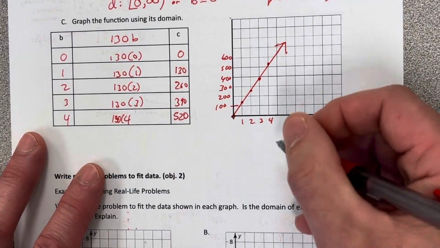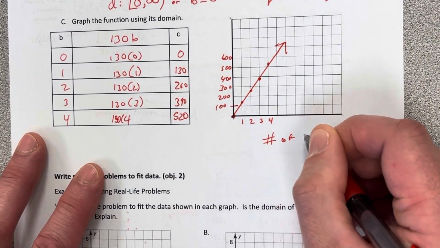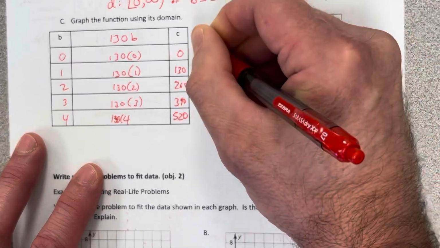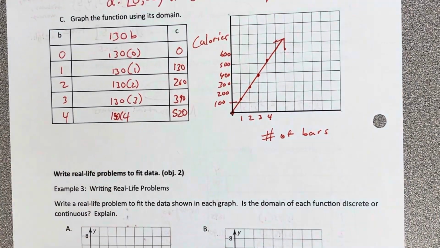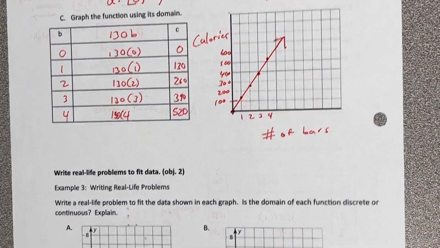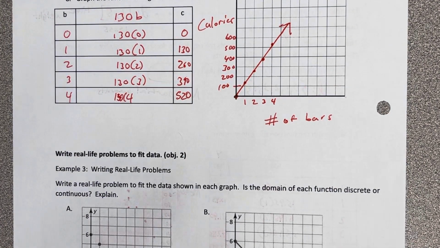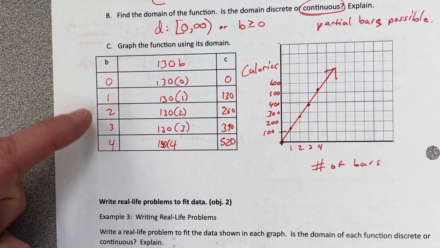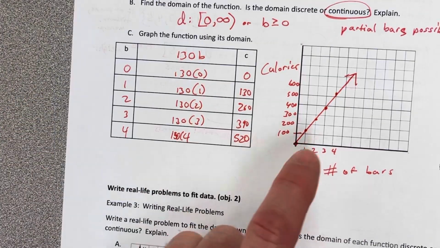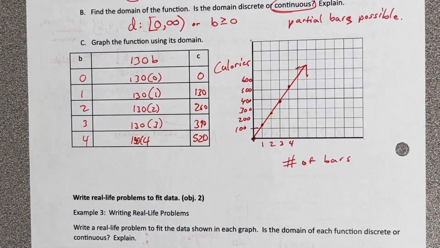Oh, I forgot to label number of bars, calories. It's important to label those on word problems. All right. So yeah, partial bars are possible. Again, class, take a look at this. This does not mean it's discrete data. That just gave us some sample points, and then we connected them to make it continuous.